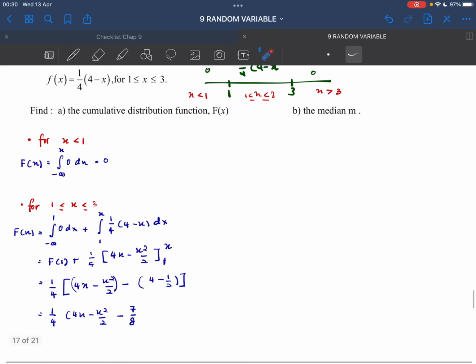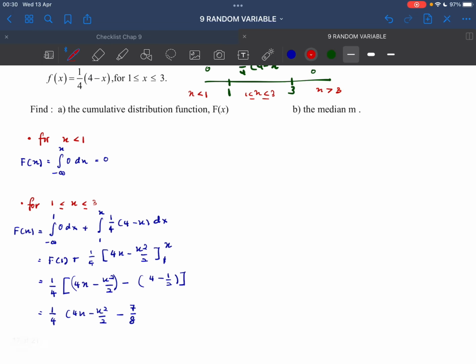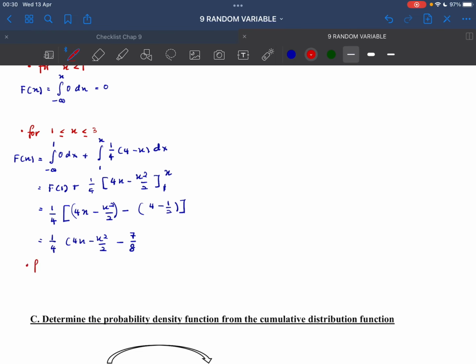And we have to continue for x greater than 3. So for x greater than 3, we have F(x) equals, just start from the beginning, the integral from negative infinity to x of function 0, plus from 1 to 3 of function 1 over 4 times (4 minus x) dx, plus, and the last one, 3 to infinity, but we change the last limit to x, 0 dx. And the whole thing here equals F(b), where b here is 3. And this one is obviously 0.